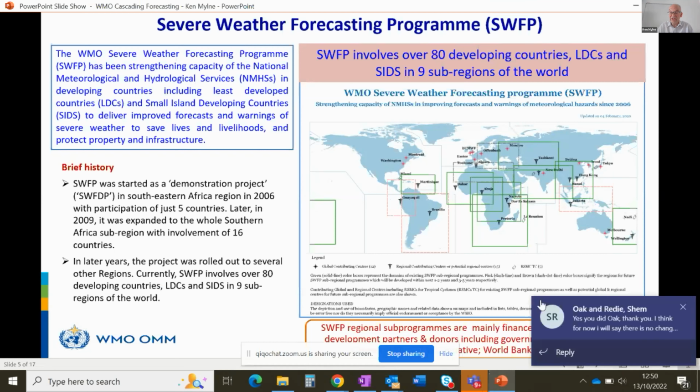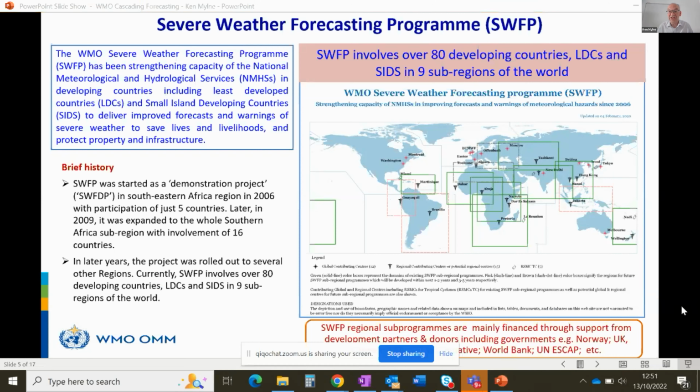local regional center, which then supports other countries in the region around it.